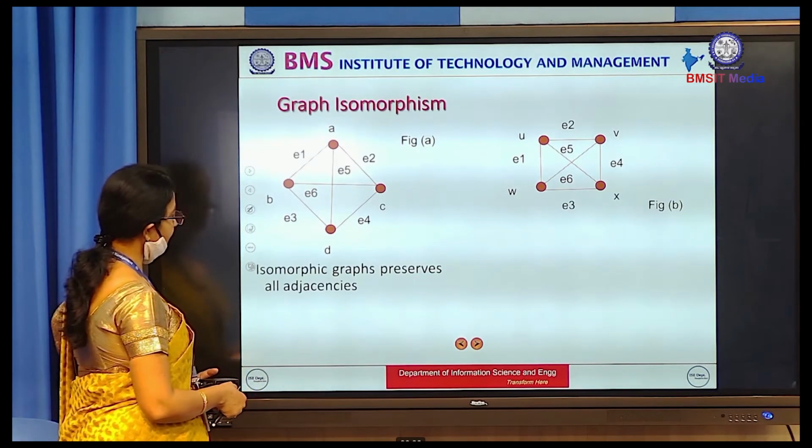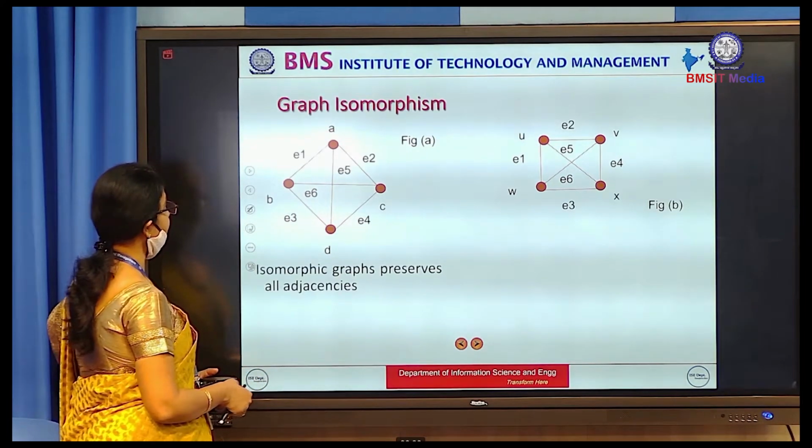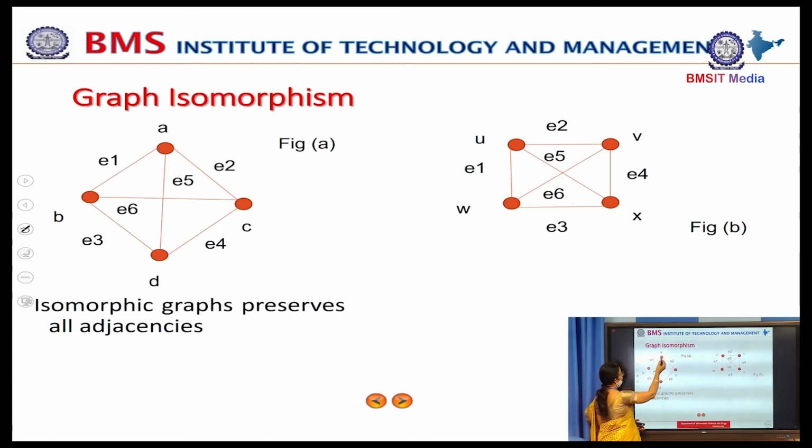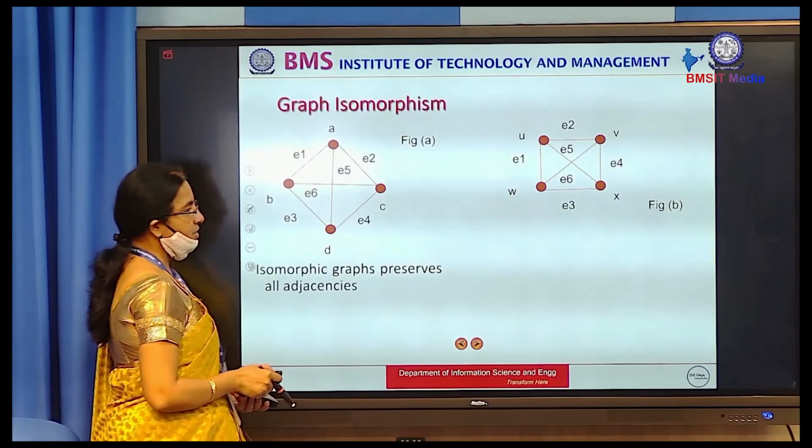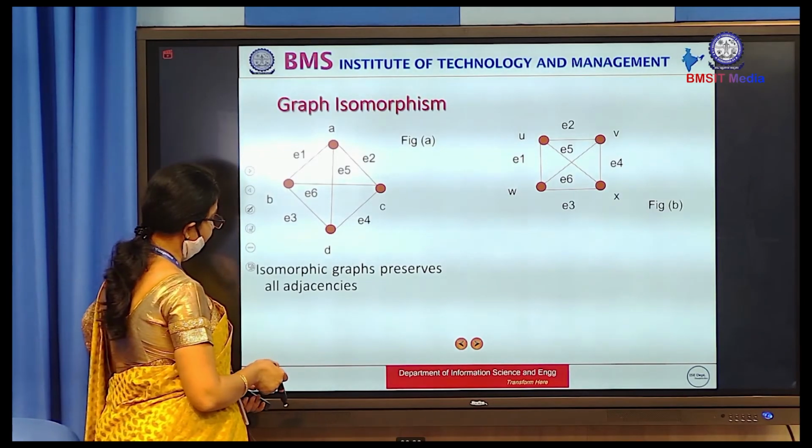An isomorphic graph preserves all adjacency. So if I am considering 2 vertices A and B, I am mapping A to U and B to W. The edge between U and W is E1, and similarly the edge between A and B is E1, and its adjacent edge is E3. Here also its adjacent edge is E3. So it preserves all the adjacency with respect to edges and with respect to vertices.